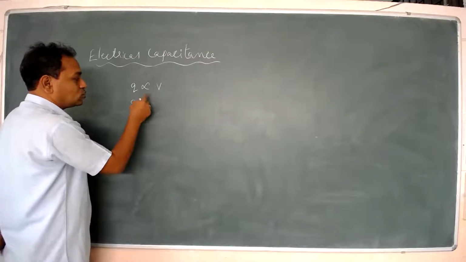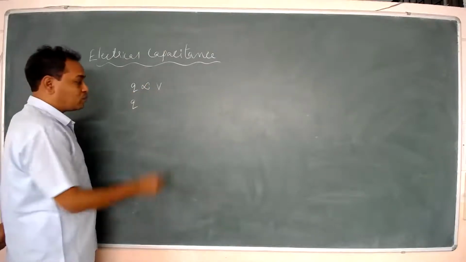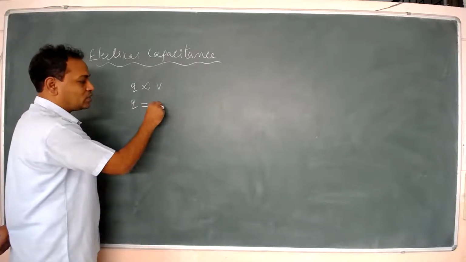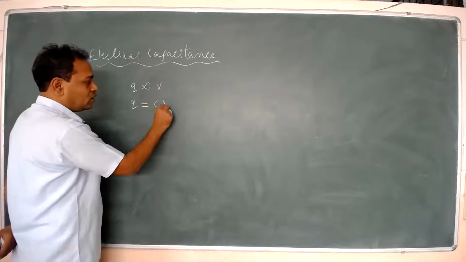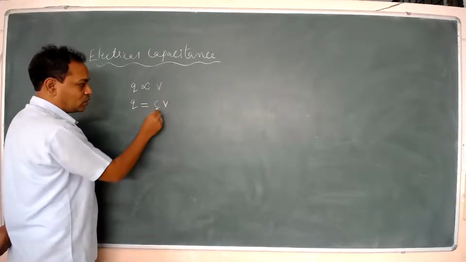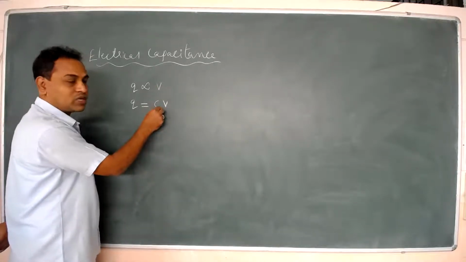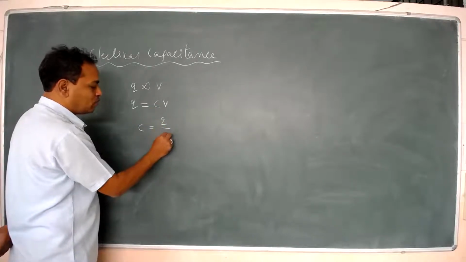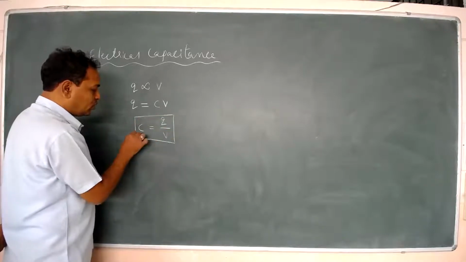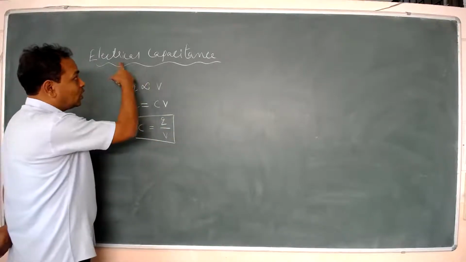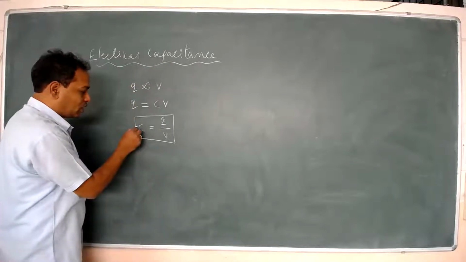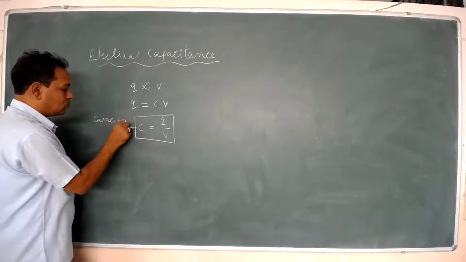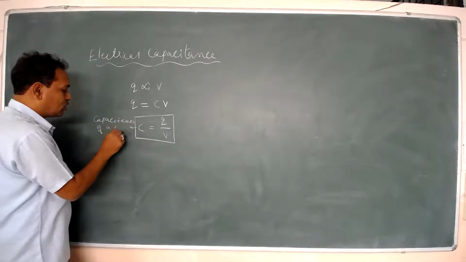Therefore, removing the proportionality sign, I have to equate and place a constant. That constant we will call C, so Q equals C V. This V I have written here. This C is called a constant, so C equals Q by V. This constant is called electrical capacitance, the capacitance of a conductor.